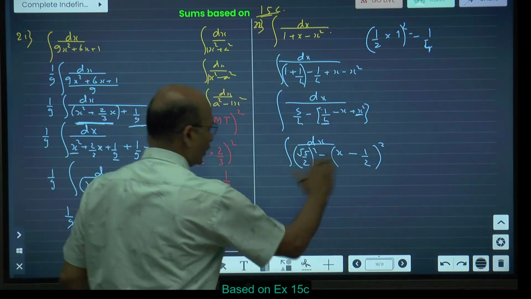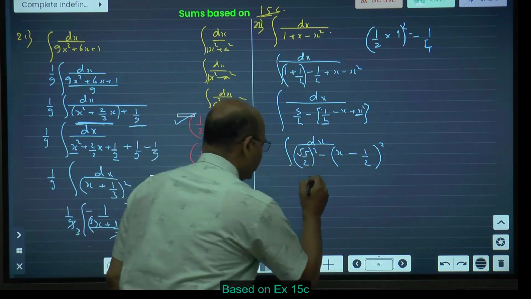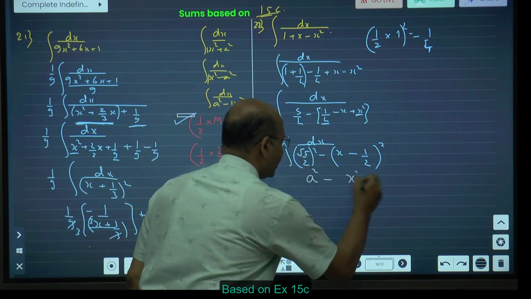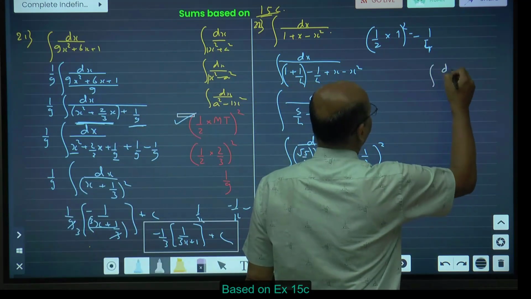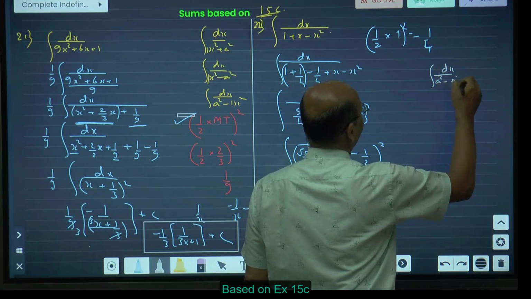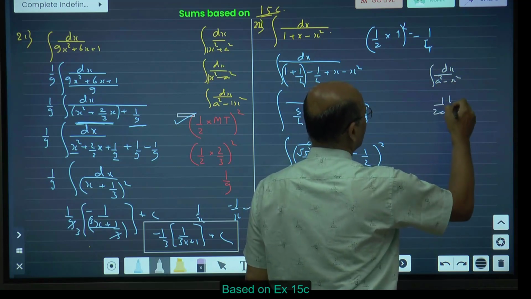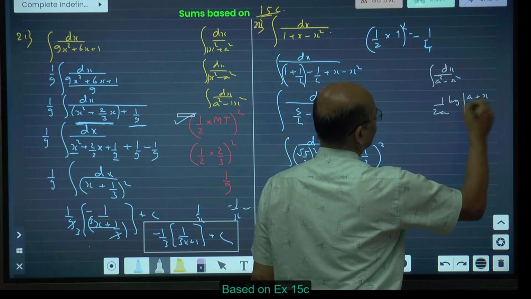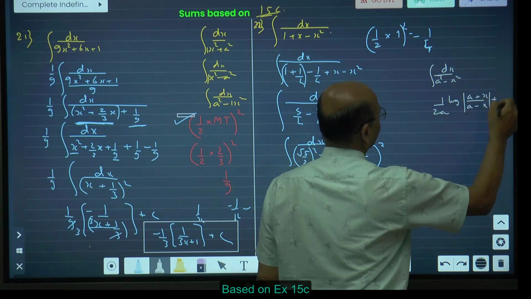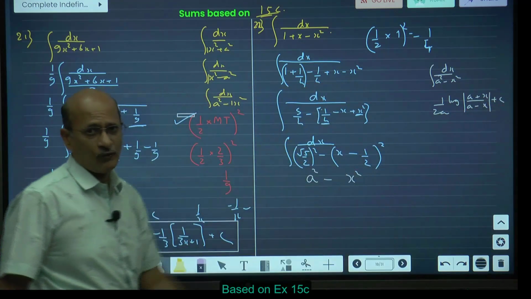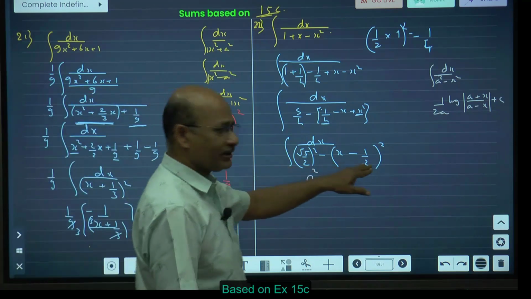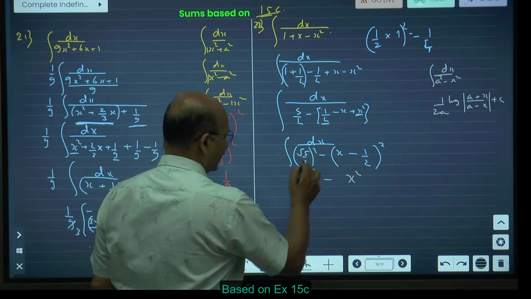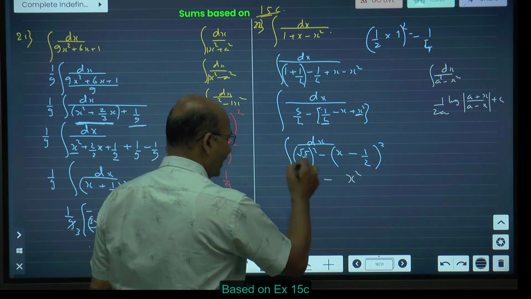So now, once you finish with this, don't you think this is the a square minus x square format, dx upon a square minus x square? The integral of dx upon a square minus x square is 1 by 2a log of a plus x upon a minus x plus c. I hope everybody remembers this formula, just a few minutes before I had solved the sums based on it. So this is my a now, this is my x. My job is over.